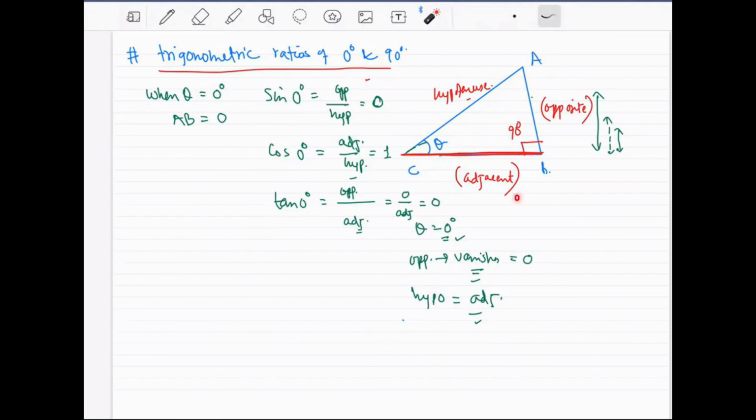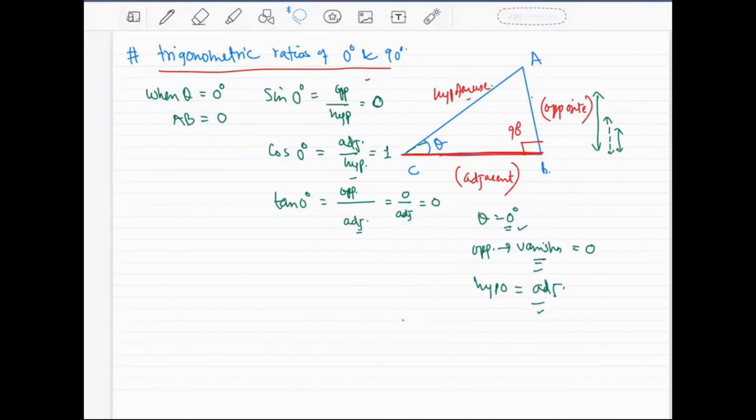For today, you copy this. This part is absolutely important, so I'm going to enclose it with red. When theta becomes 0, the opposite side vanishes and turns into 0. You have to understand how that happens. And when the opposite side vanishes, the hypotenuse is equal to the adjacent. If it was a physical class, I could show you with two sticks. Very simple. So the hypotenuse is equal to the adjacent, and the opposite side is 0.